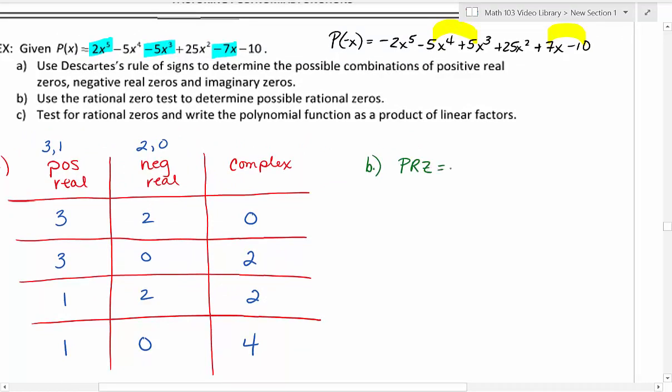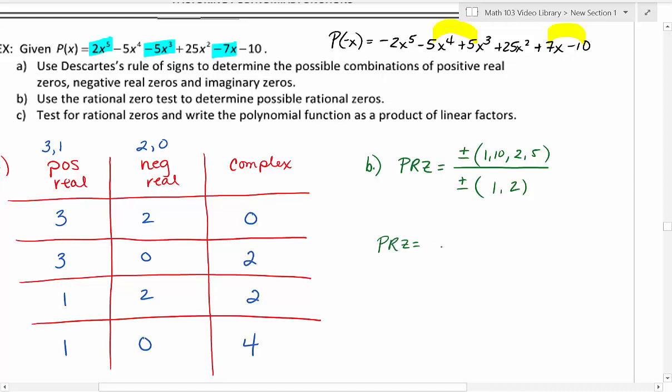We know all the factors are plus or minus. We need the factors of the constant divided by the factors of the leading coefficient. Starting with the constant, 10, our factors of 10 are 1 and 10, 2 and 5, and then our factors for 2 are just 1 and 2.